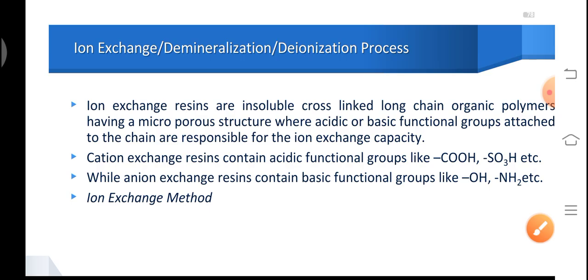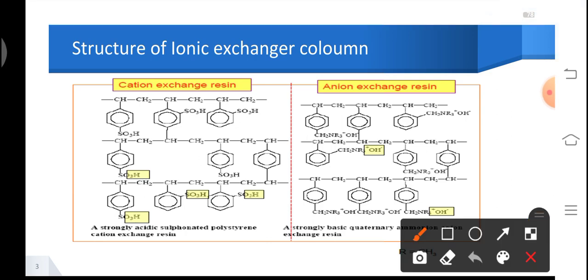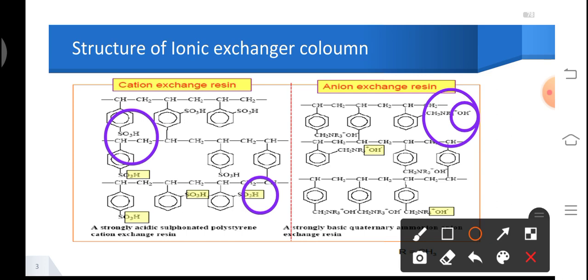Let us see the structure. So this is the structure of cation exchanger and anion exchanger resin. As you can see here, in the cation exchanger resin, the acidic functional group is attached, that is SO3H. So this SO3H supplies the H+ ions inside the water. This H+ is the exchangeable cation for calcium and magnesium. If we talk about the anion exchanger resin, then you can see that it has a basic functional group. So this basic functional group provides hydroxyl ions. These hydroxyl ions are exchanged with the anions present inside the water.